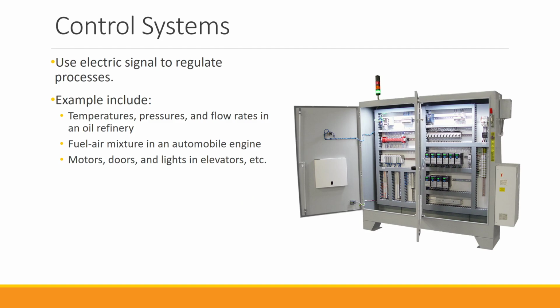For the third class, we have control systems, which use electric signals to regulate processes. Some examples include temperatures, pressures, and flow rates in an oil refinery, a fuel-air mixture in an automobile engine, motors, doors, lights in elevators, and so on and so forth. All of these fall under the category of control systems.